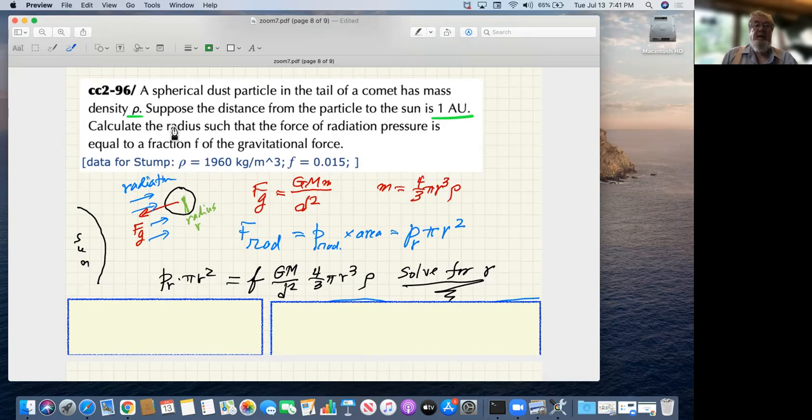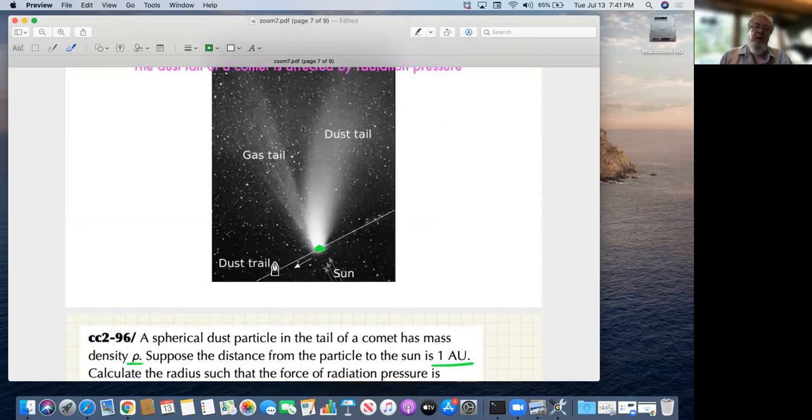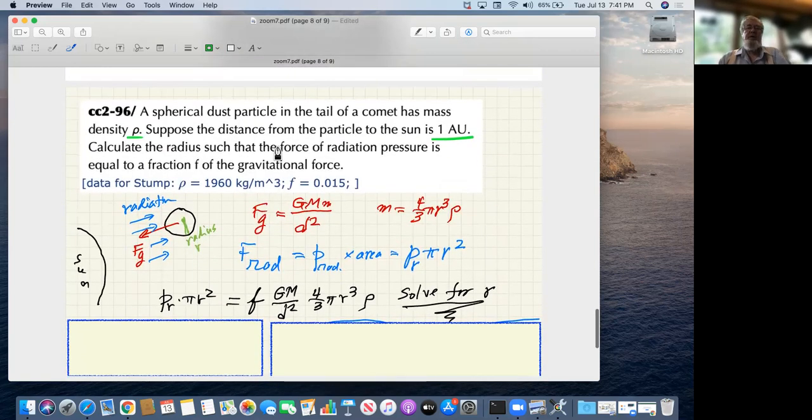Now calculate the radius of that little dust particle so that the force of radiation pressure is a significant fraction of the gravitational force. In other words, so that the dust particle will not follow along the trajectory of the comet, but will be blown back by the radiation pressure. The radiation pressure has to be sufficiently large. Well, let's say it's a fraction F of the gravitational force. Let's say it's 1.5% of the gravitational force.